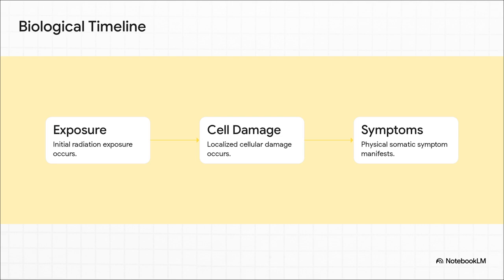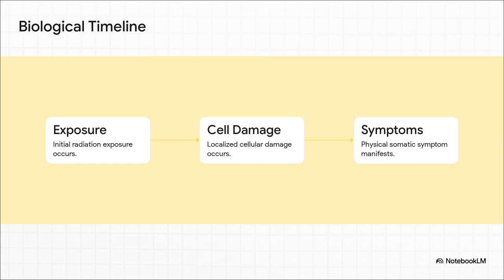Regardless of whether the effect is early or late, the biological progression always follows these exact sequential steps. Step 1. The initial radiation exposure happens. Step 2. That exposure causes the localized cellular damage we just discussed, like those DNA double-strand breaks. But here's the really critical part. Why does it actually become a physical symptom? Well, it happens because the damage successfully bypasses your body's cellular repair mechanisms.